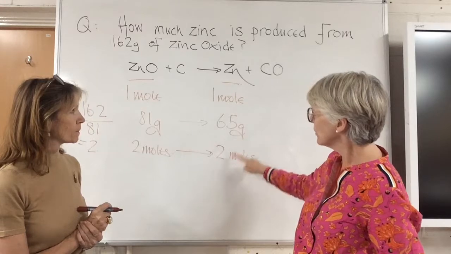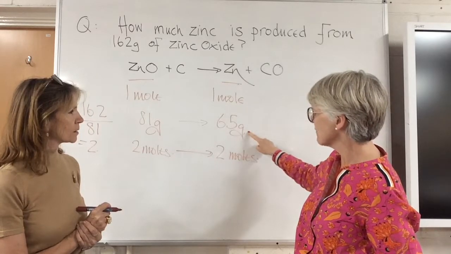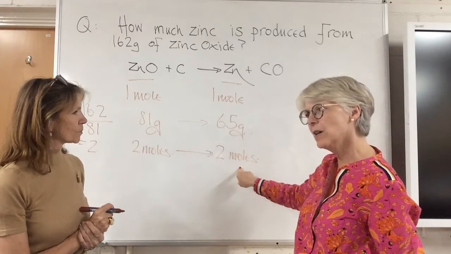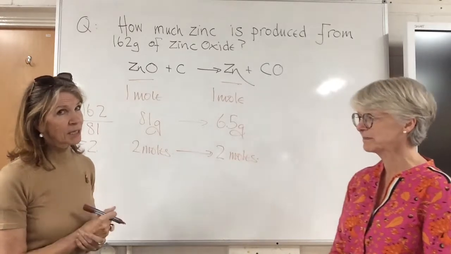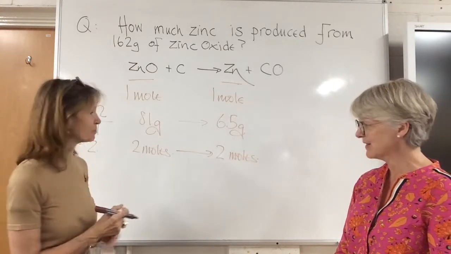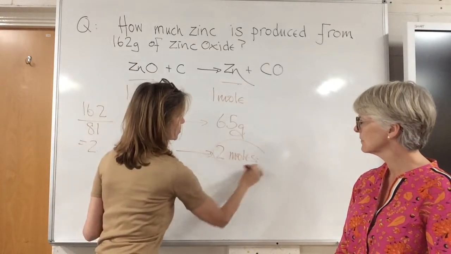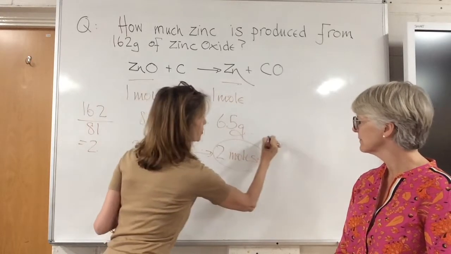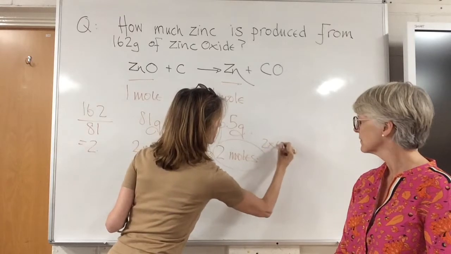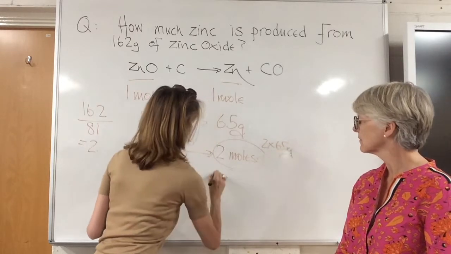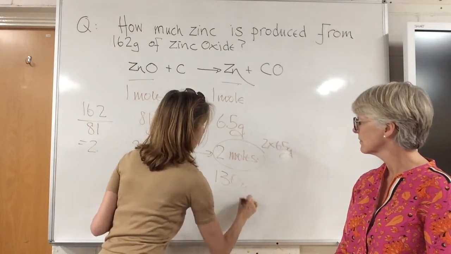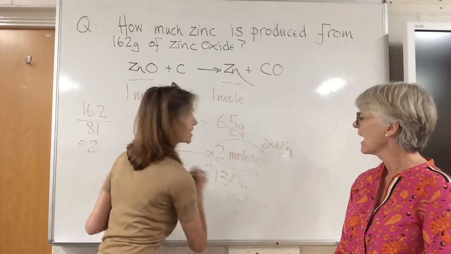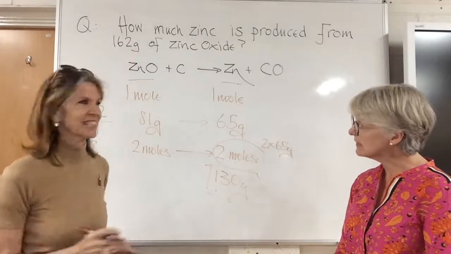Now we know that 1 mole of zinc is 65 grams, therefore how much will 2 moles be? I think I can answer that question again. Very good. So 2 moles would be 2 times the mass of 1 mole. Lovely. So it would be 2 times 65 grams, and that gives you 130 grams of zinc. So that's our final answer.